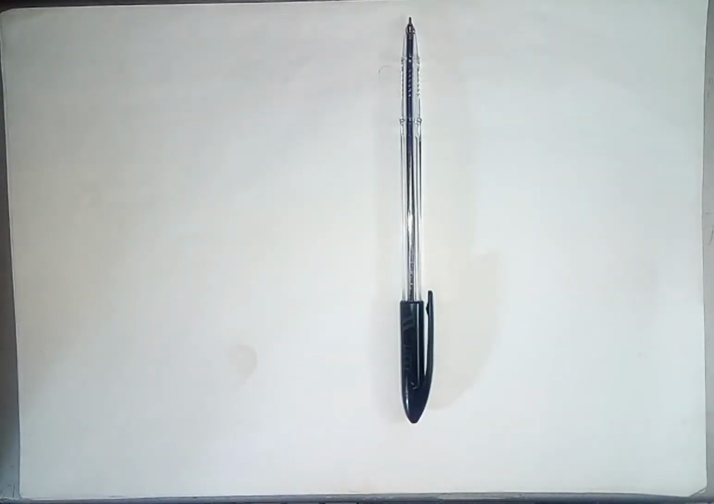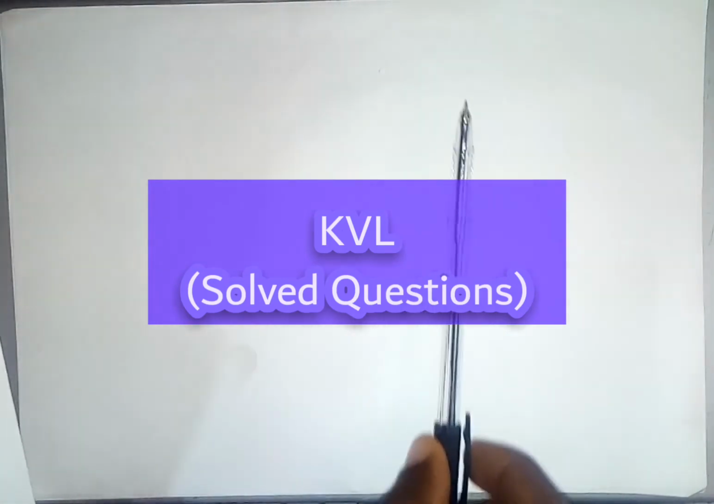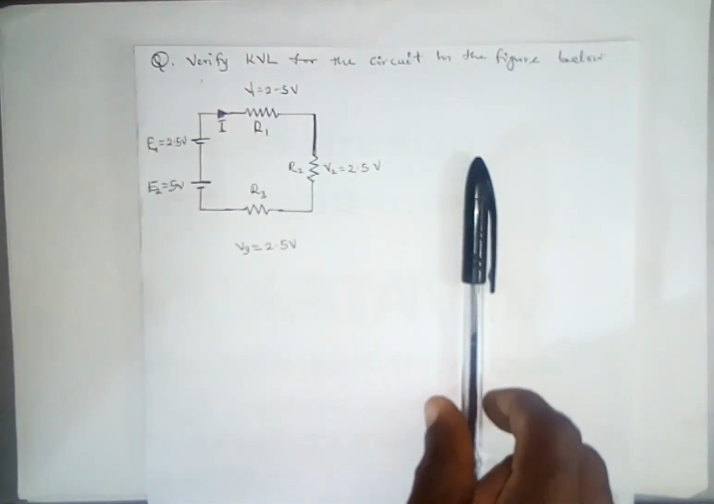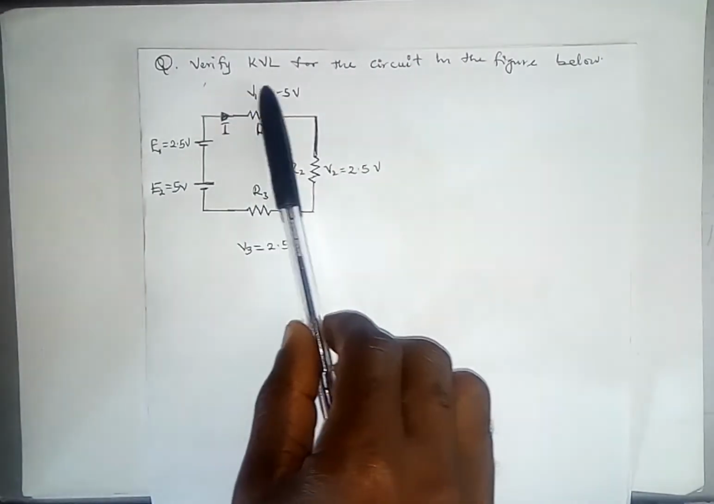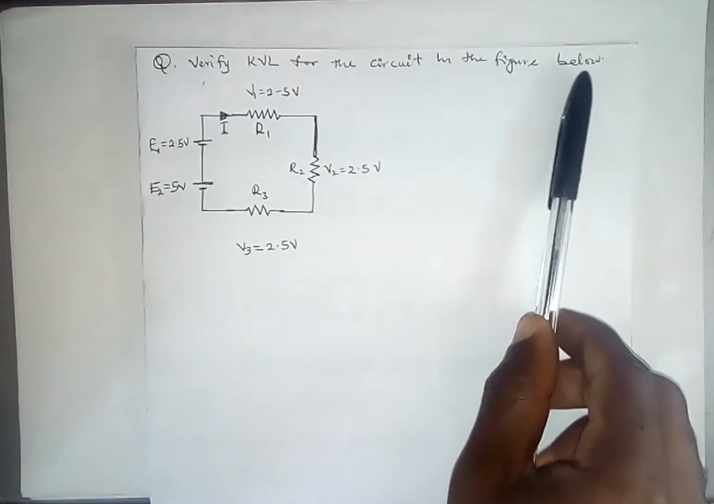Welcome back, viewers. So, this is the concluding part of KVL, Kirchhoff's voltage law. So, in this class, we are going to be taking some problems, and we're going to solve them. So, the first one we have here now is: verify KVL for the circuit in the figure below.